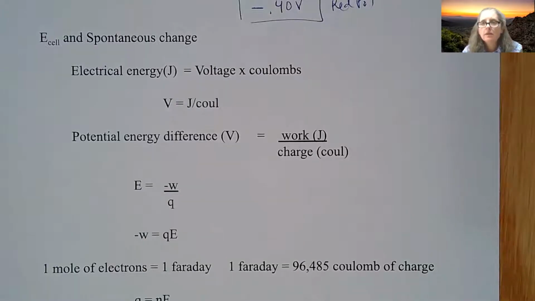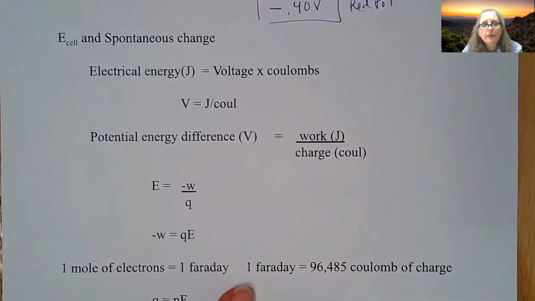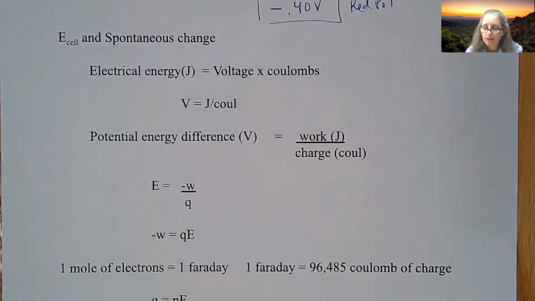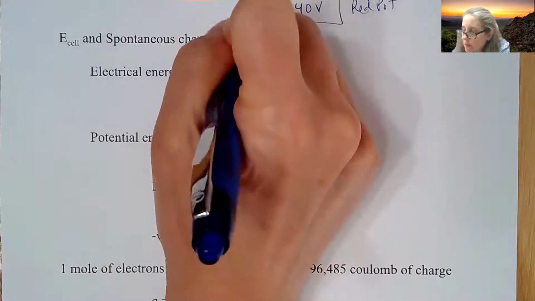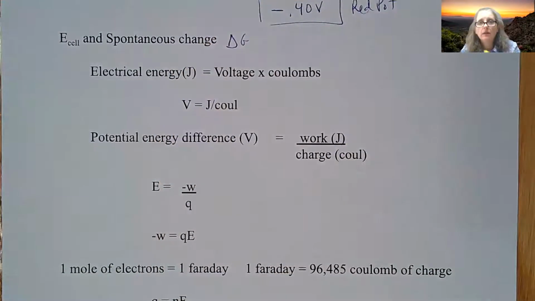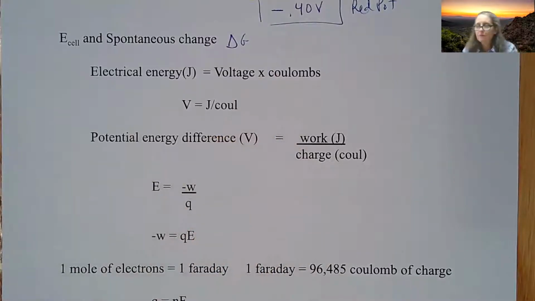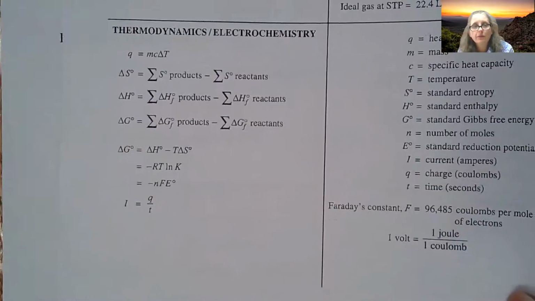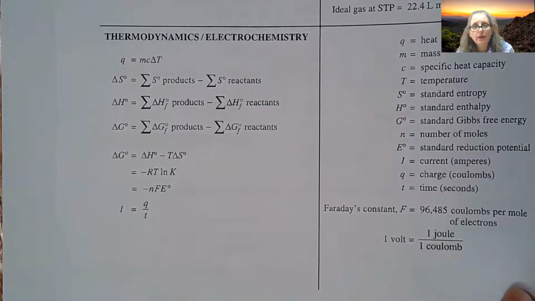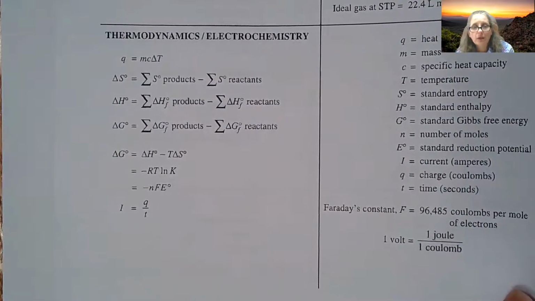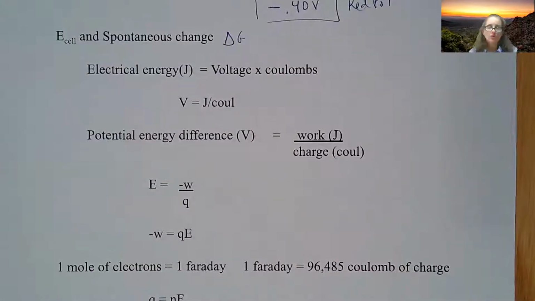All right, so this is continuing chapter 20, focusing on this idea of E cell and its relationship to whether something is spontaneous, so related to delta G. For this, you're probably going to need a highlighter, and you are going to have to find your formula sheet because I'm going to refer to the section on electrochem. There's going to be an equation that we essentially derive here that's going to be very important.